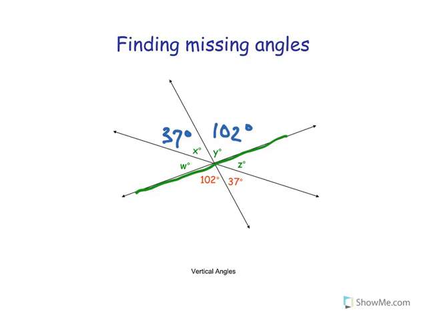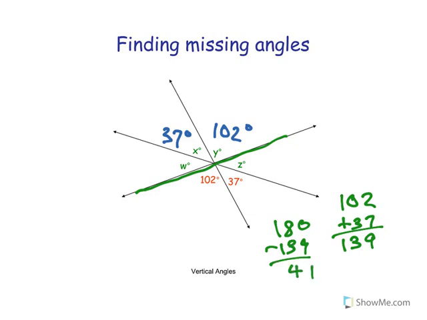So W, X, and Y, or X, Y, Z, or Z, 37, 102, any three angles here that are making up my straight angle have to be 180. So I'm going to say, well, what's 102 plus 37? It's 139. How do I find the missing one? I do 180 less 139, which is 41. And since W and Z are vertical, that would also be 41.